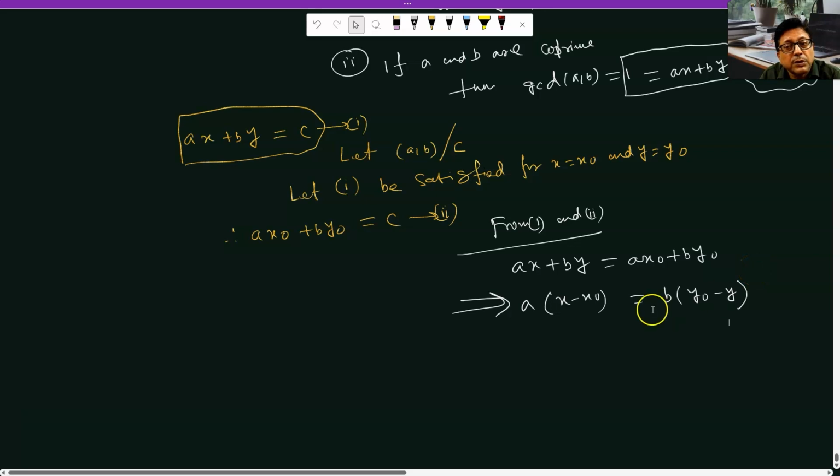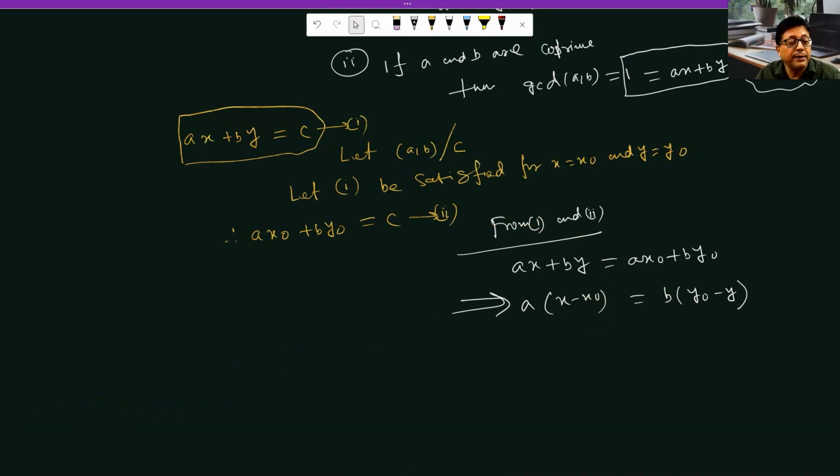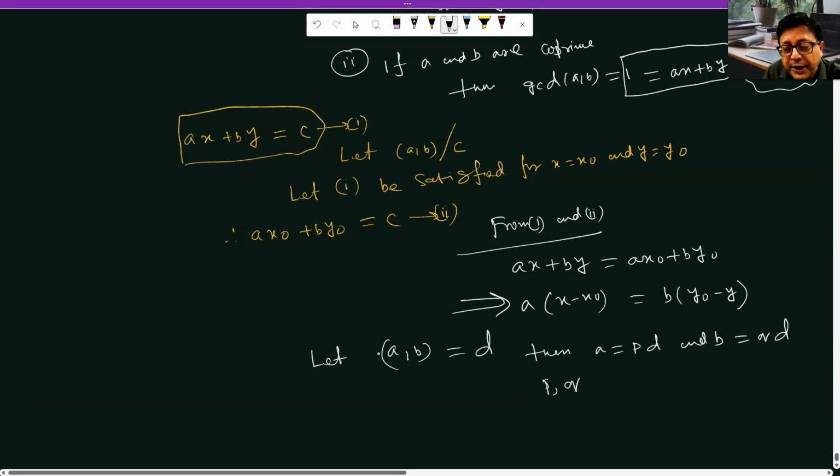Now, these two integers, A and B, we have assumed that the GCD of A and B divides C, and then let the GCD of A and B equal D. Then how can you write A and B? Then A will be equal to P into D and B equal to Q into D, where P, Q are also integers. You agree?